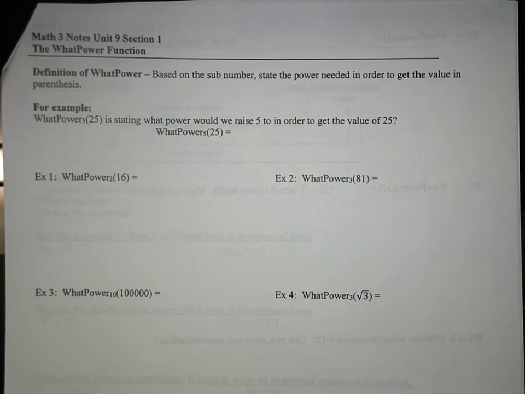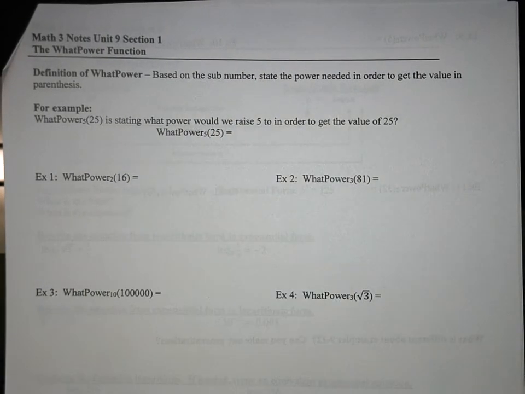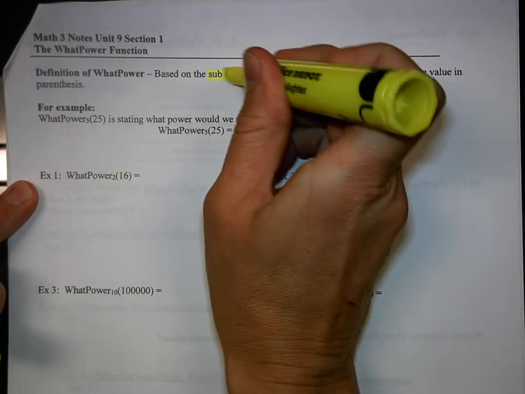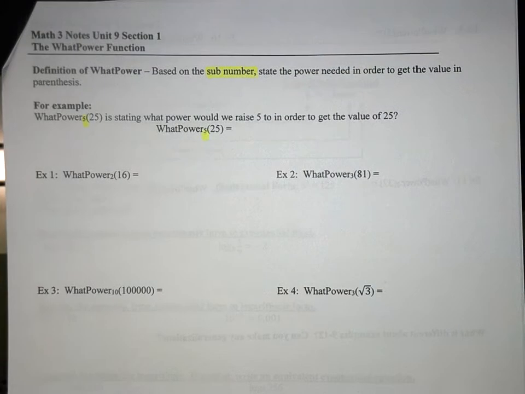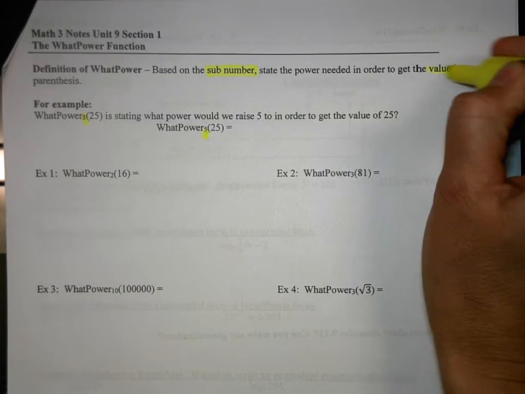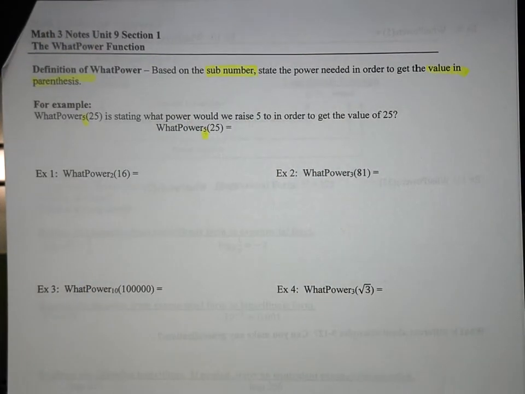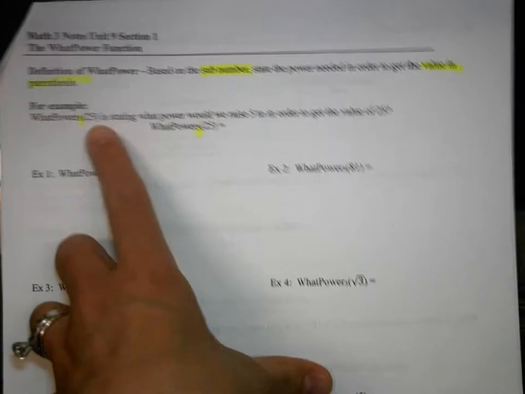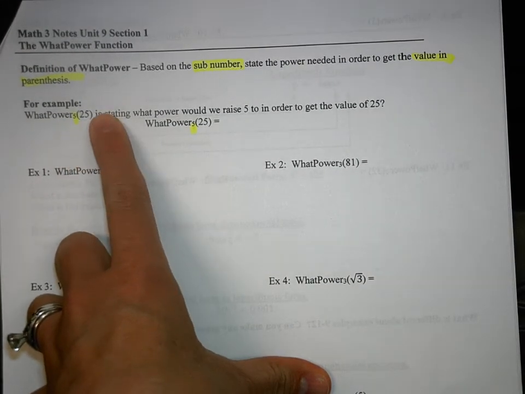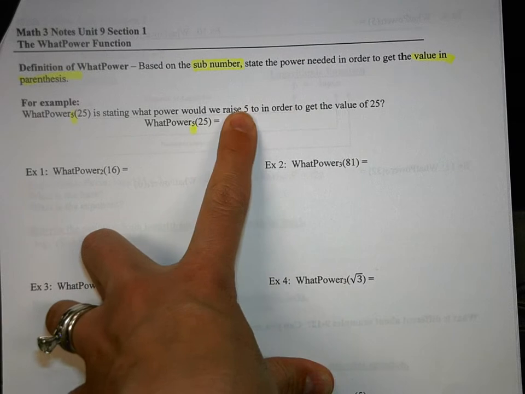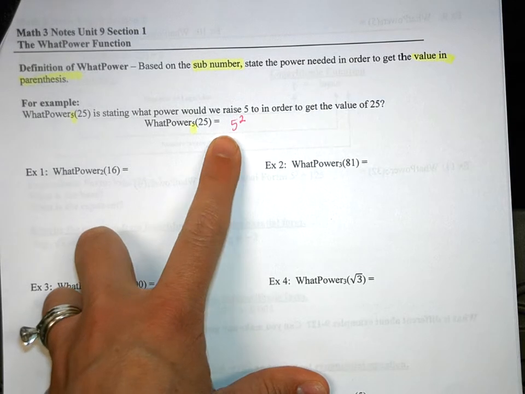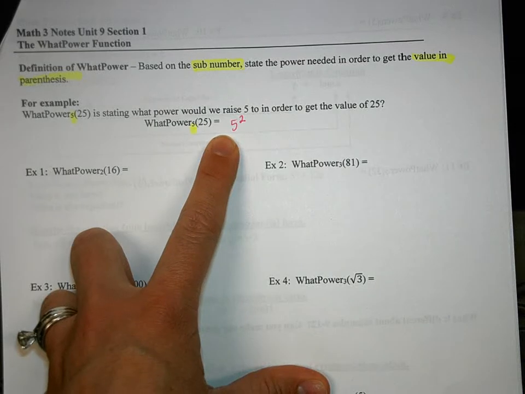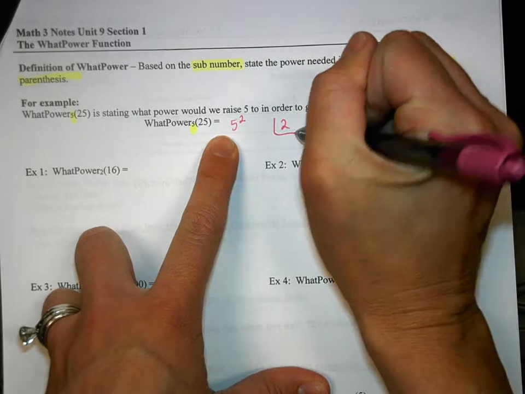Okay, definition of what power? Based on the sub-number. The sub-number is the little number, the 5 here. So based on the sub-number, state the power needed in order to get the value in parentheses. For instance, in this first example, what power 5 equals 25? We would raise 5 to what power? 5 to the second power. So therefore, what is the power? 2. This answer is 2.